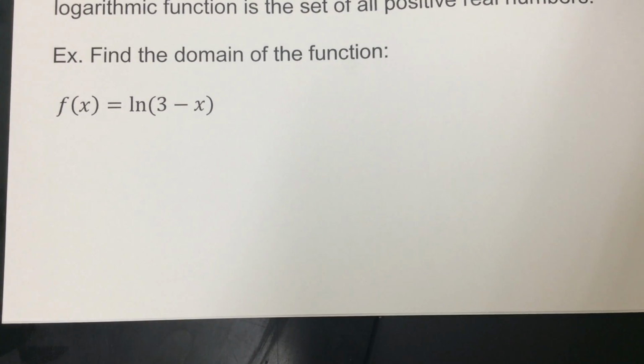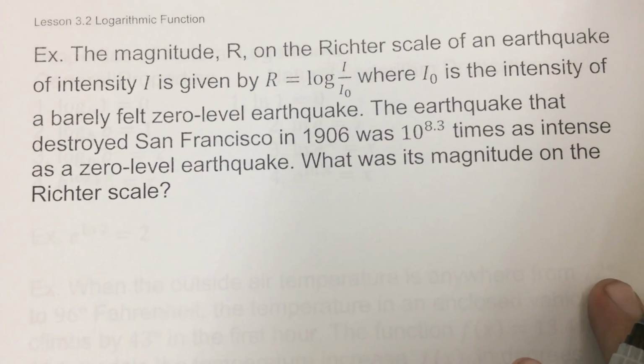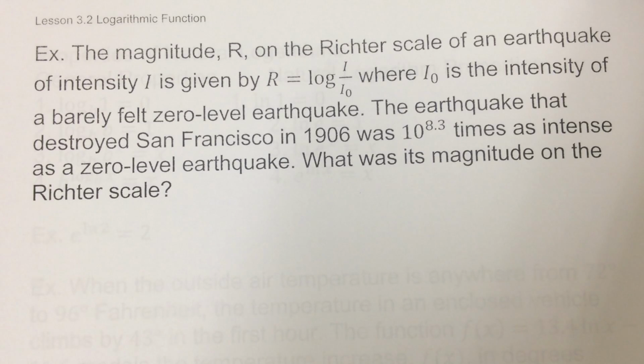All right, so let's work some problems. The magnitude R on the Richter scale of an earthquake of intensity I is given by R equals log of I over I naught, where I naught is the intensity of a barely felt zero level earthquake. So the earthquake that destroyed San Francisco in 1906 was 10 raised to the 8.3 times as intense as a zero level earthquake. What was its magnitude on the Richter scale?